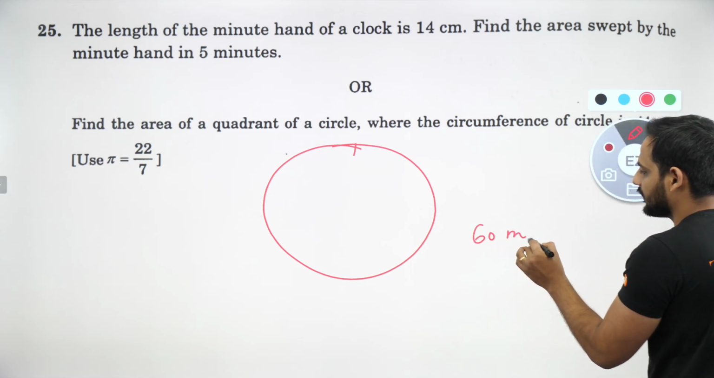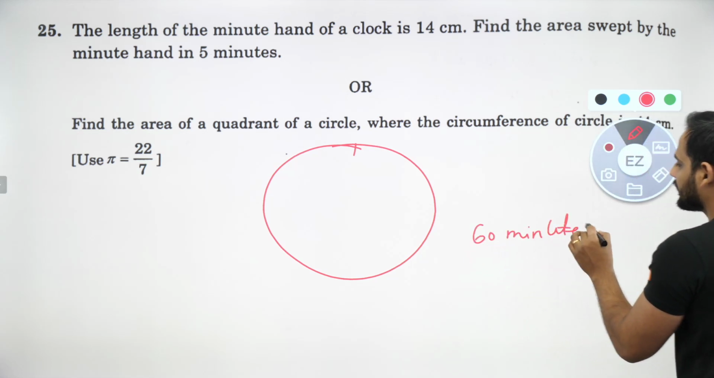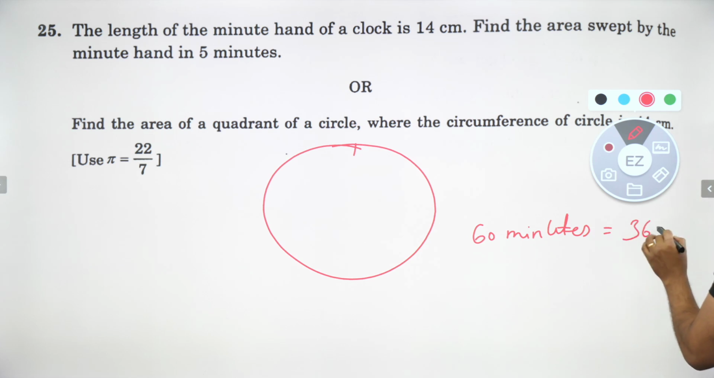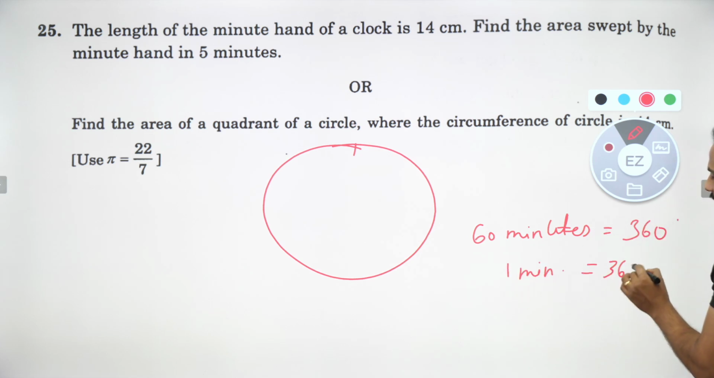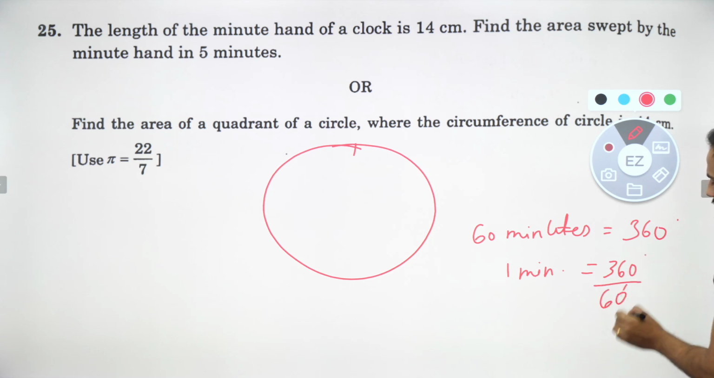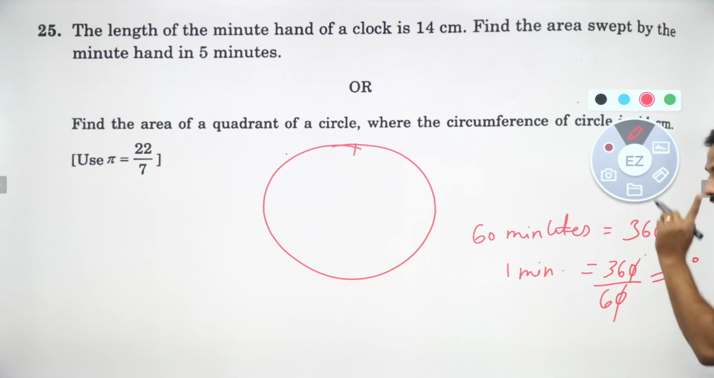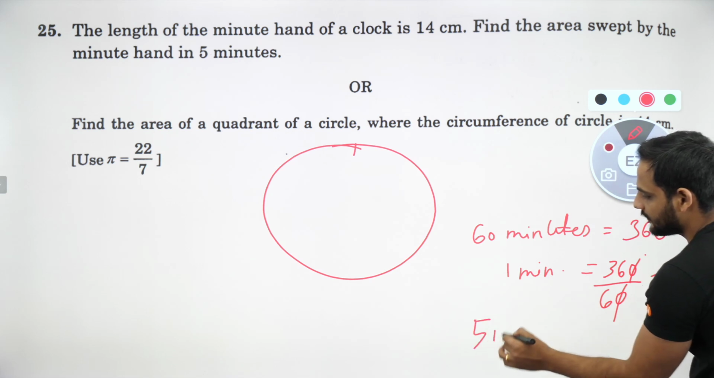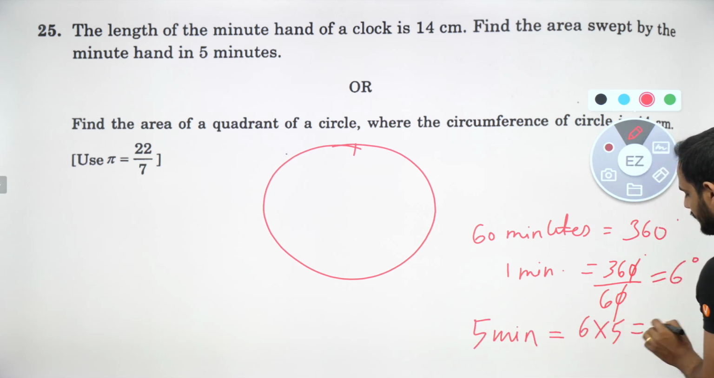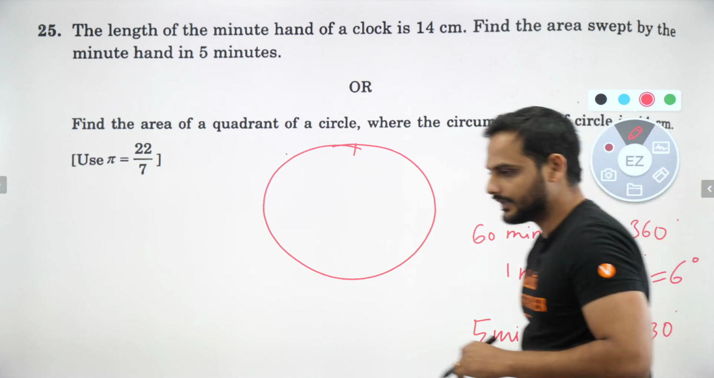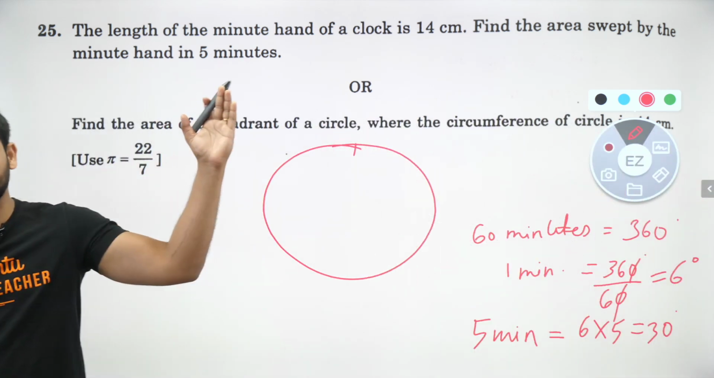So I can say, sir, 60 minutes represents one complete circle, which is 360 degrees. So how much does 1 minute represent? Sir, 1 minute represents 360 upon 60, which means 6 degrees. So 5 minutes will represent how many degrees? Sir, 6 into 5, which is 30 degrees. Bas, 30 degrees is the angle of the sector.